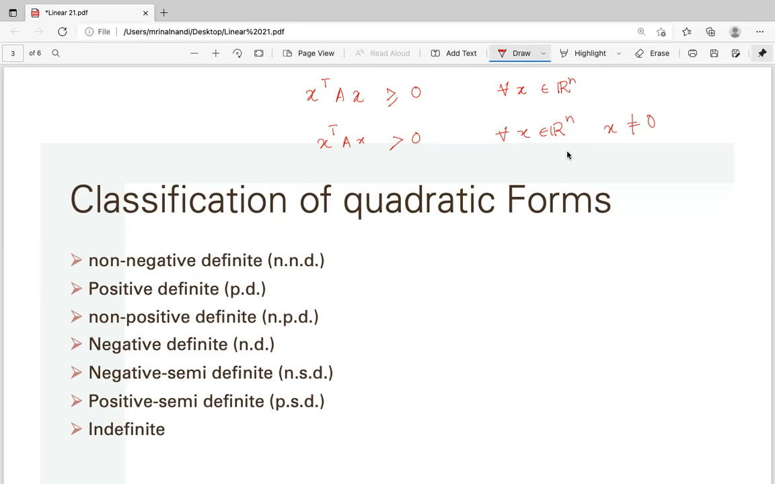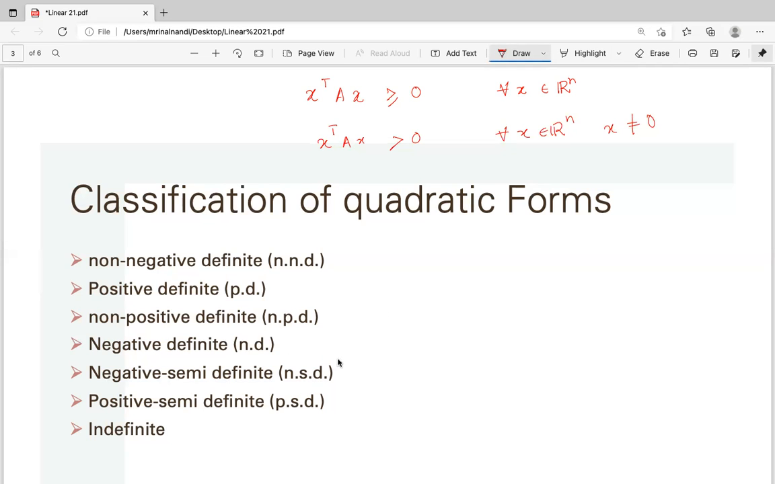Like strictly monotone or monotone increasing. For strictly monotone, you have to write x greater than. For monotone increasing, you can write x greater than or equal to. Similarly, non-negative definite. What is negative semi-definite?